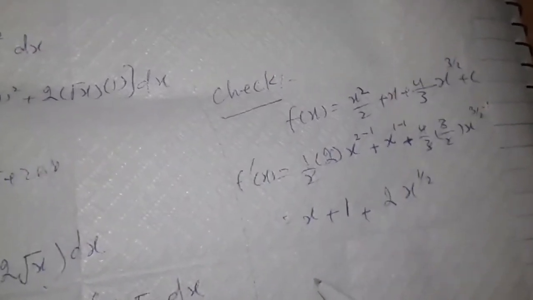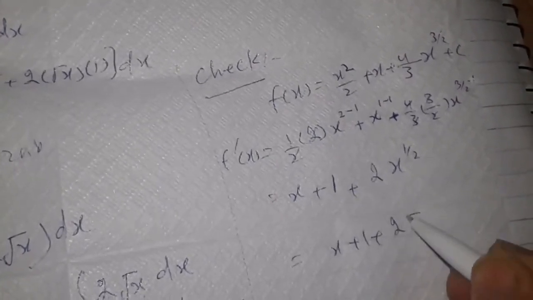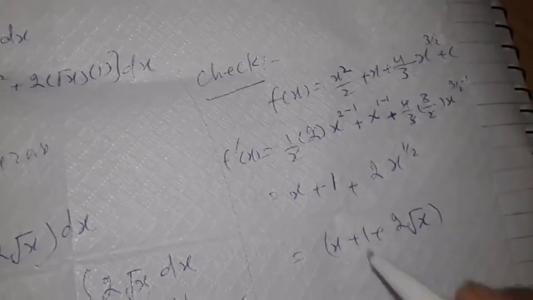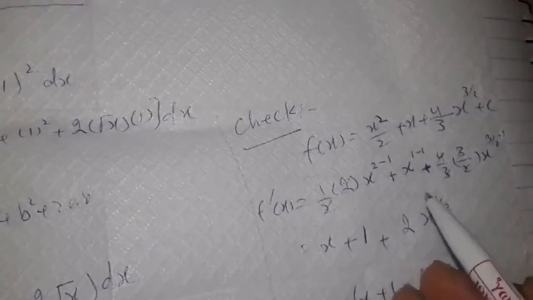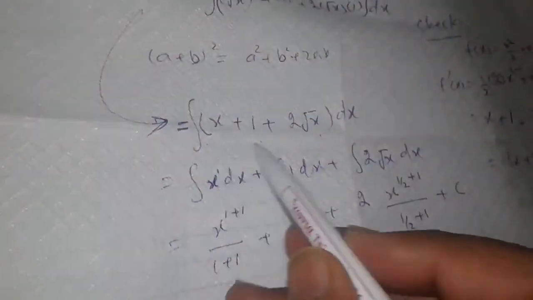1 by 2, so it becomes x plus 1 plus 2 into under root x. And this is the same function as we integrated, the same one. So this is the inverse of the function, which is the result of integration. So we can say that our result of this integration is correct.